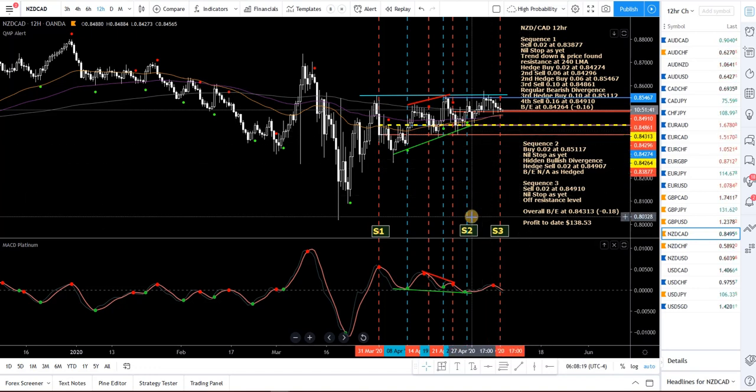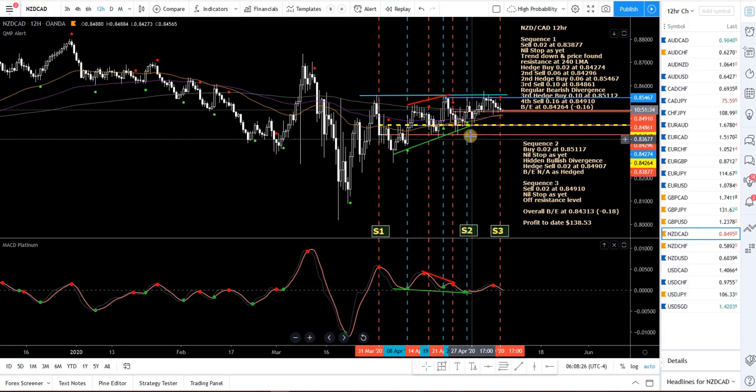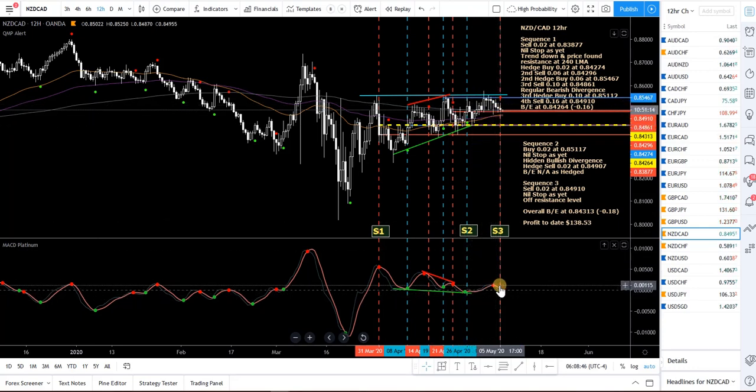Then sequence 2, I took a hedge sell because there's a buy up here somewhere. I don't know why I got in so late there. I'm going to have to check where the actual entry is. But it was definitely up here somewhere. I don't think I actually drew it in there. But yeah, so that's that buy there. It was a crappy buy, and now I've taken a hedge sell on it.